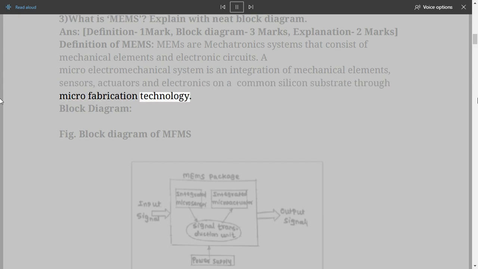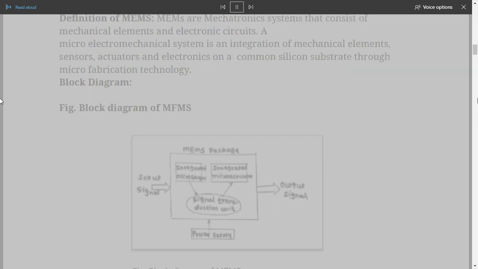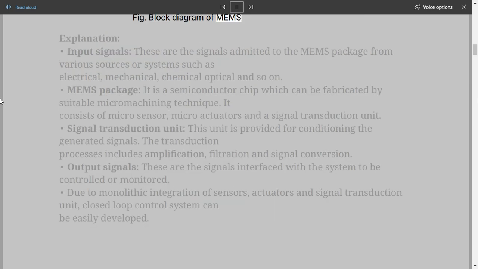technology. Block diagram. Fig. Block diagram of MEMS. Explanation. Input signals: these are the signals admitted to the MEMS package from various sources or systems such as electrical, mechanical, chemical, optical, and so on.